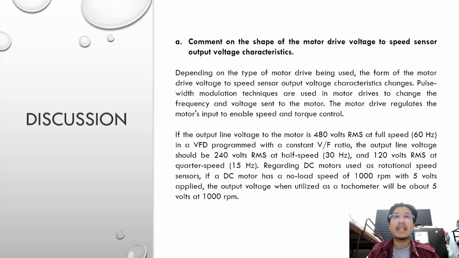Okay, move to the discussion. First, comment on the shape of the motor drive voltage to speed sensor output voltage characteristic. Depending on the type of motor drive being used, the form of the motor drive voltage to speed sensor output voltage characteristic changes. Pulse width modulation techniques are used in motor drives to change the frequency and voltage sent to the motor. The motor drive regulates the motor input to enable speed and torque control.